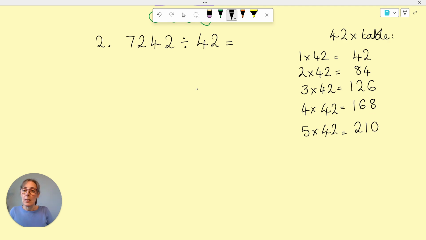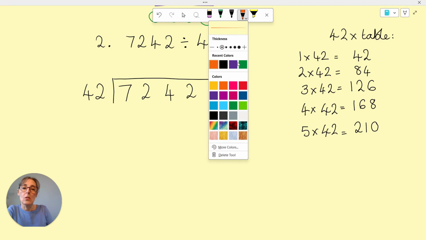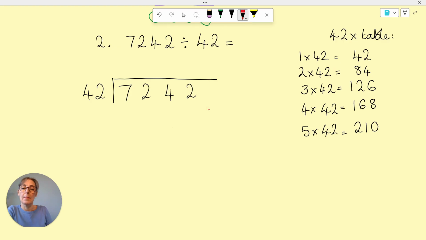Okay, so let's just set that up. All right, so that's 7,242 divided by 42. So let's choose a different colour. Okay. So how many 42s fit into 7? No. How many 42s fit into 72? Well, 2 is 84, so it's got to be 1. So 1 lot of 42 fits into 72.